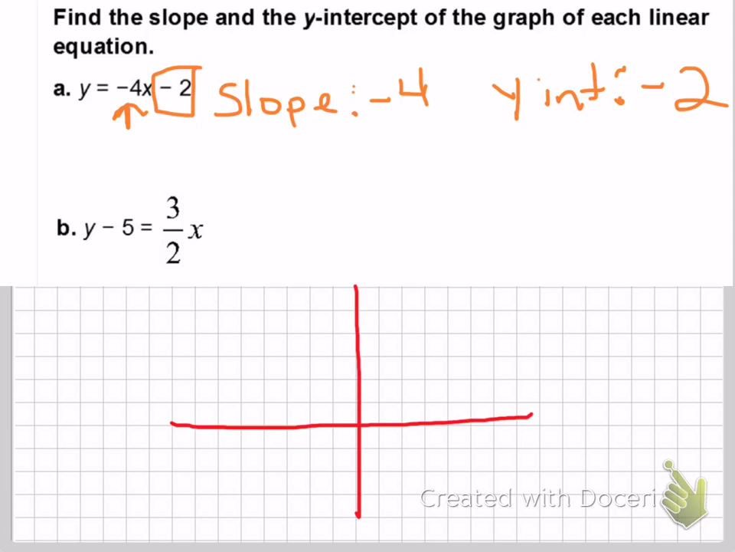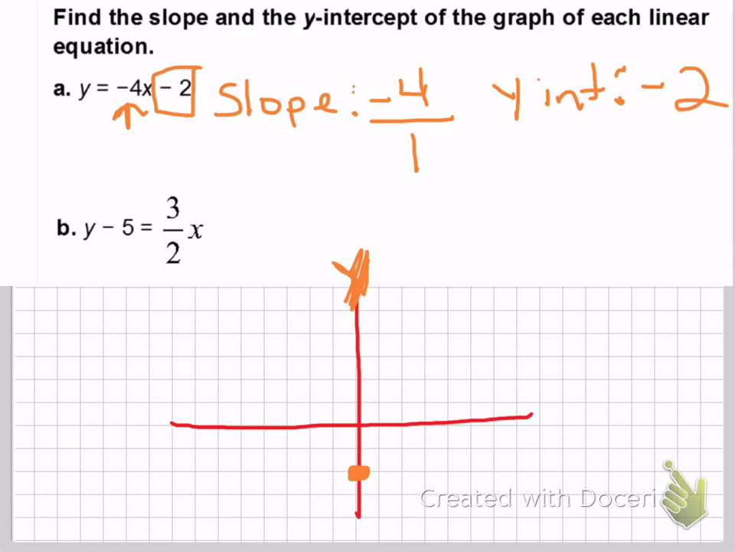So now when we go to graph, I want to start at the y-intercept. My y-intercept is on my y-axis, so I start in the middle. My y-intercept this time is -2, so I go down 2 and I put a dot. What does my slope tell me to do? It's -4 over 1, which means down 4, right 1.